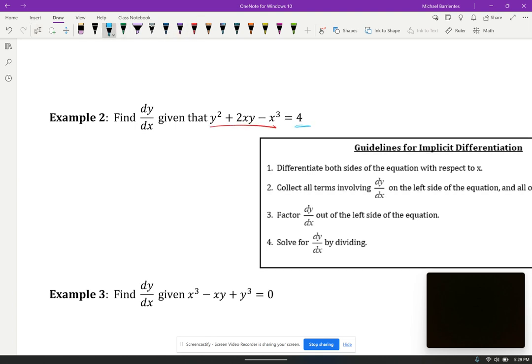So step 1, take the derivative of the left side, y squared plus 2xy minus x to the third. And then we're going to take the derivative of the right side. I'm writing d over dx to say we're going to take the derivative of 4 with respect to x. I'm taking the derivative of all of this in red with respect to x. So I'm using this notation to remind me that my variable is x.